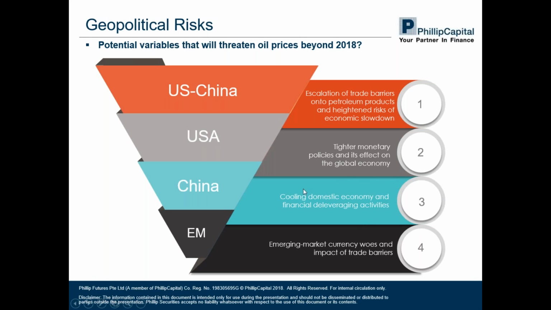Next, of course, is the cooling domestic economy and financial deleveraging. China has actually started to loosen economic policies. So we hope this will help the markets move forward, and at least maintain the 6.5 to 6.7 growth rate that China has wanted to impose on its GDP growth. But if the escalation of trade barriers from the first variable that we mentioned happens, it might derail its looser economic policies.